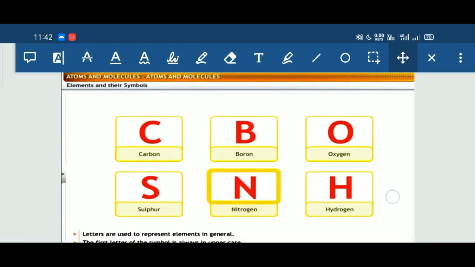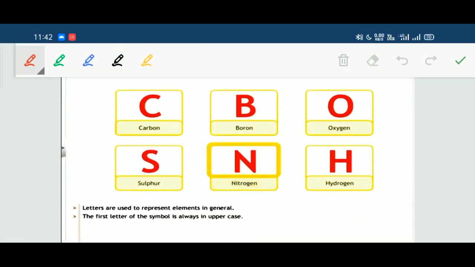Elements and their symbols. Letters are used to represent elements in general. For example, in case of carbon, letter C is used to represent carbon, letter B is used to represent boron, and letter O is used to represent oxygen. The first letter of the symbol is always in uppercase.